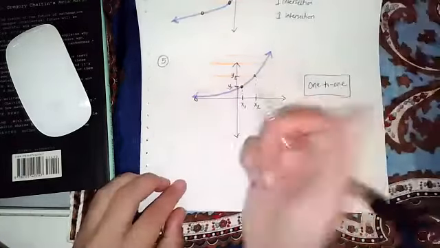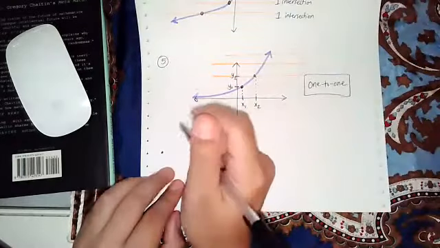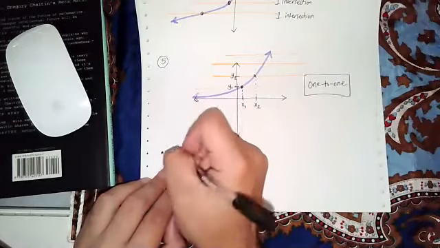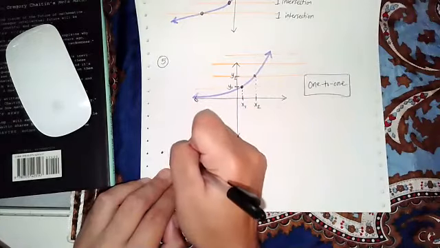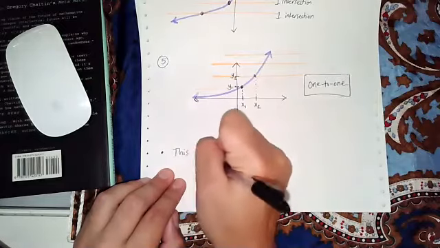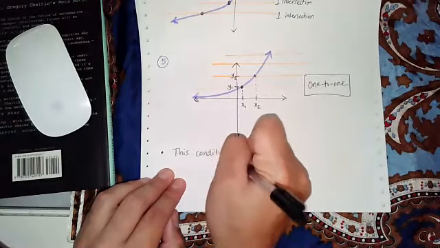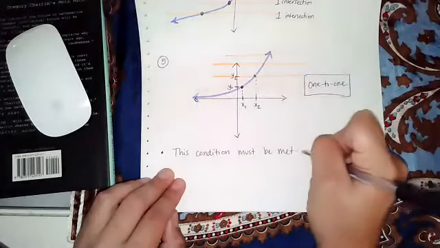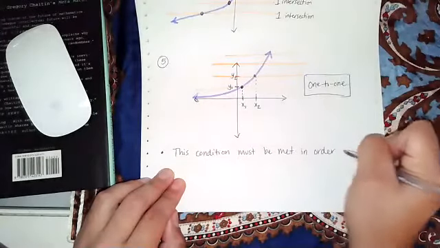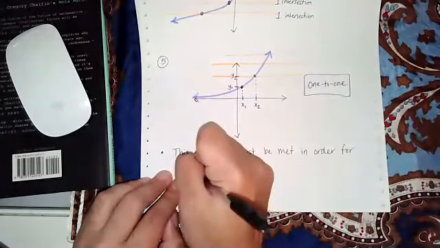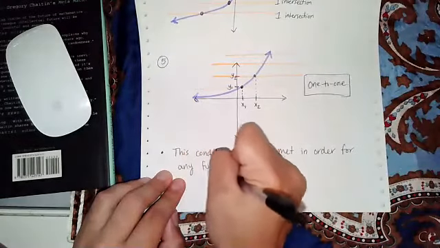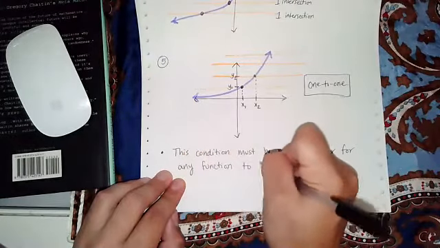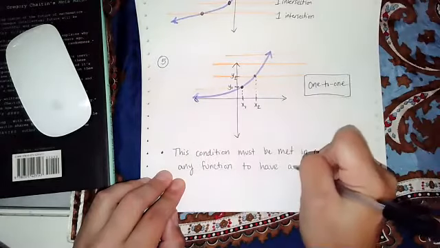And the reason why we need to be able to tell whether a function is one-to-one or not is because this condition must be met in order for any function to have an inverse.